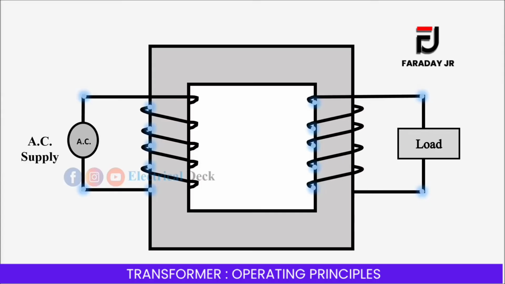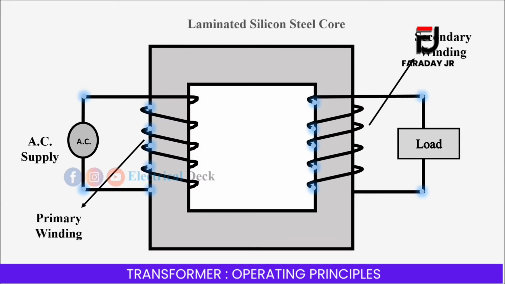A transformer operates on Faraday's principle of electromagnetic induction, or mutual induction between two coils. The transformer consists of two separate windings, primary and secondary, placed over a silicon laminated steel core. When an alternating supply is given to the primary winding, the primary winding sets up an alternating flux.